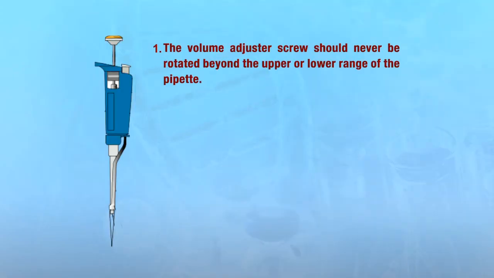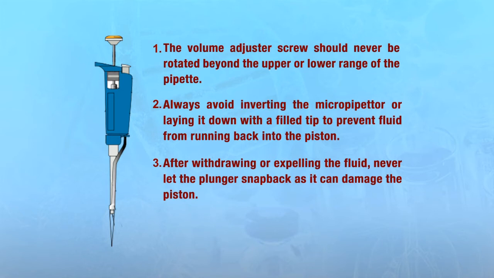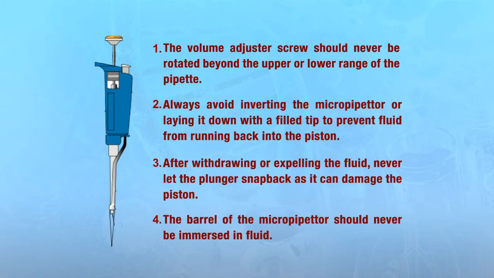First, the volume adjuster screw should never be rotated beyond the upper or lower range of the pipette. Always avoid inverting the micropipette or laying it down with a filled tip to prevent fluid from running back into the piston. After withdrawing or expelling the fluid, never let the plunger snap back as it can damage the piston. The barrel of the micropipette should never be immersed in fluid.